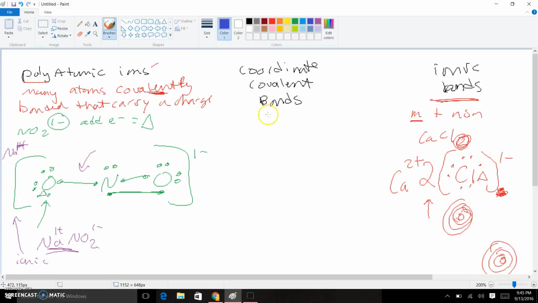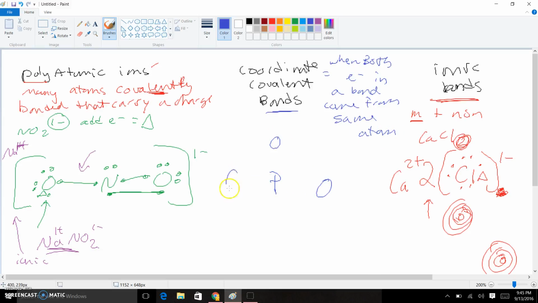Last but not least, we have a coordinate covalent bond over here. I'm going to give you the definition to that. When both electrons in a bond come from the same atom. Here's going to be a classic example: phosphate. Phosphate is a polyatomic ion. It is PO4 3 minus. I'm going to put in my Lewis dot structures, put in my valence electrons. Phosphorus has 5. Oxygen has 6.